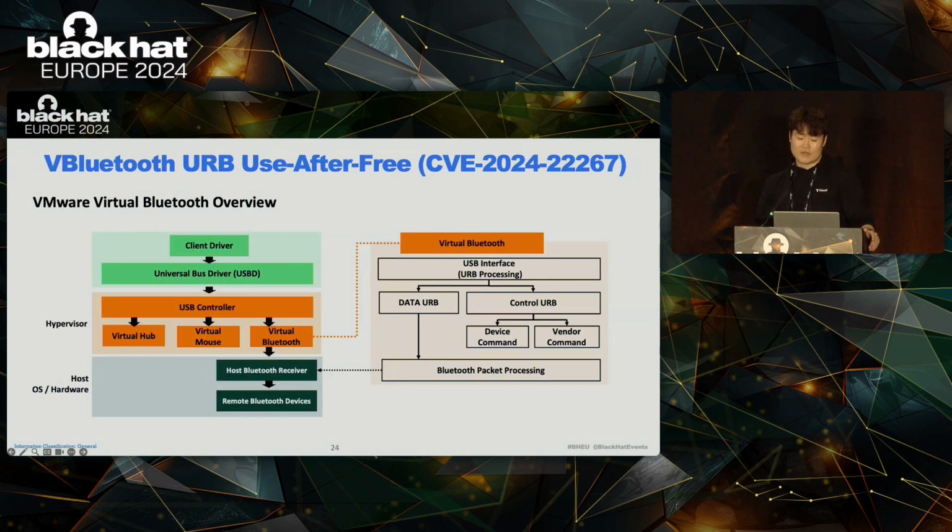Let's now discuss the second vulnerability we discovered. This vulnerability is a use-after-free issue in the VMware virtual Bluetooth feature. The virtual Bluetooth feature is designed to allow the guest to connect to the Bluetooth device via the receiver plugged in the host. Since this feature operates over USB, it processes USB request blocks, or URBs, to handle communication. We identified this vulnerability during our analysis of URB processing logic in the virtual Bluetooth device.